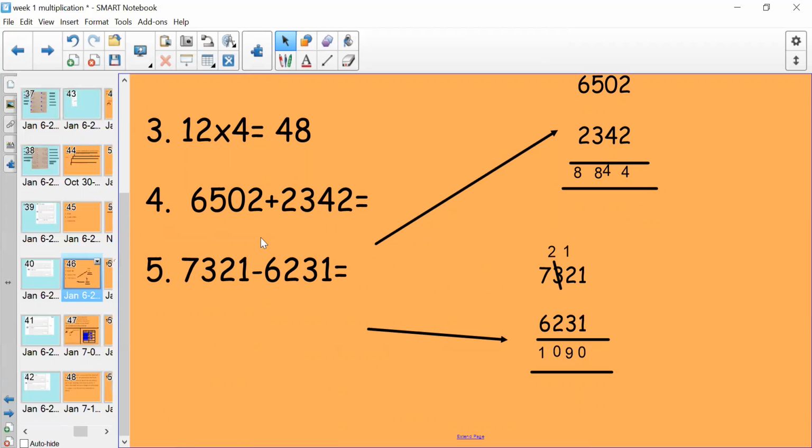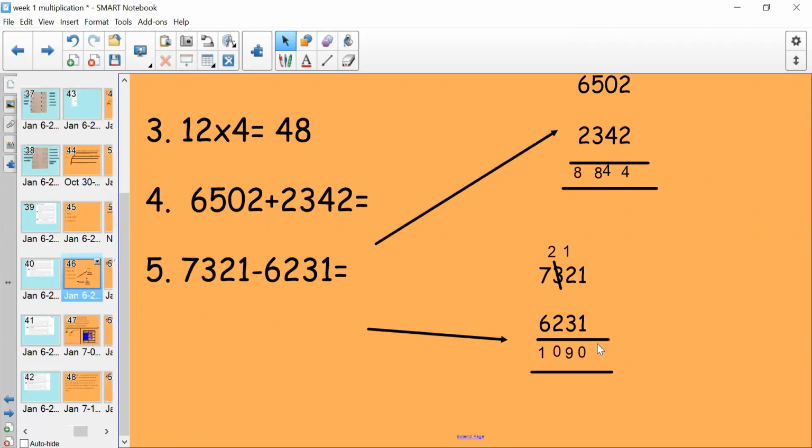So just to show you and remind you how that looks, we need to line up our numbers in the correct columns, and then we start with the ones column. So 2 add 2 is 4, 0 plus 40 was 40, 500 plus 300 is 800, and 6,000 plus 2,000 is 8,000. And then with addition, or sorry, subtraction, we also start in the ones column.